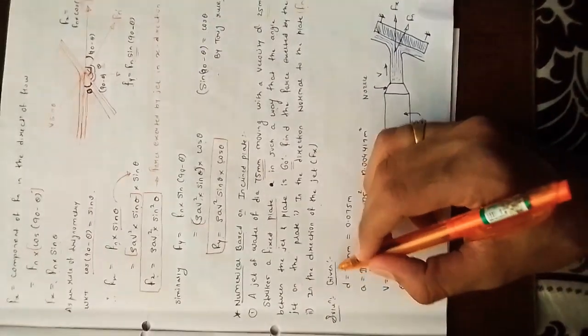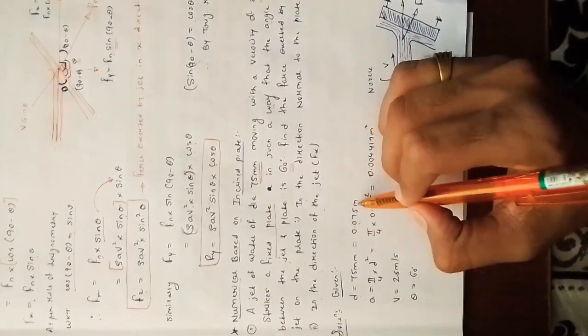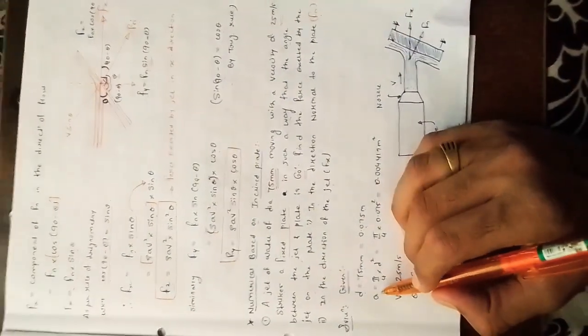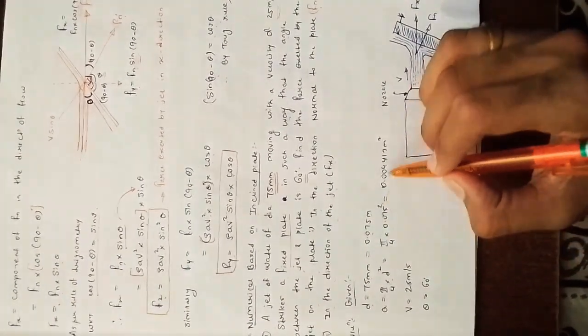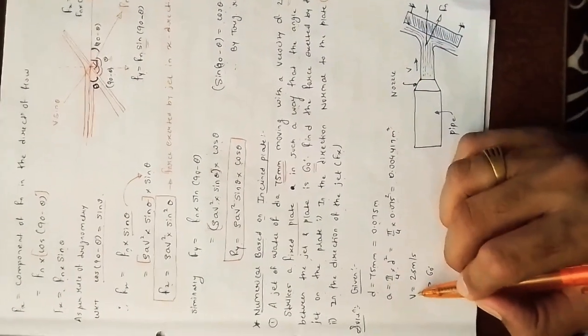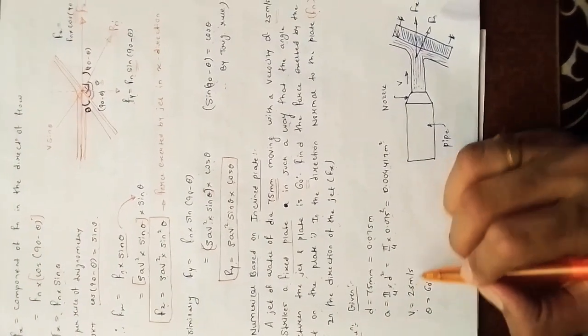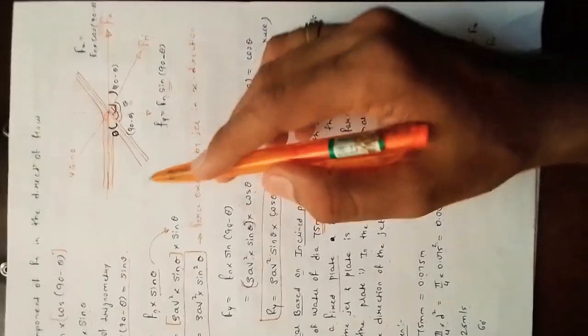So we will write first all the given. First is d, the diameter of jet, 75 mm. We can write it as 0.075 meter, converting it to meter. Second is area equals pi by 4 into d square, which is pi by 4 into 0.075 square, which is equal to 0.00417 meter square. Next is velocity, 25 meter per second. And next is theta, the angle at which the jet is striking on the plate, given as 60 degree.